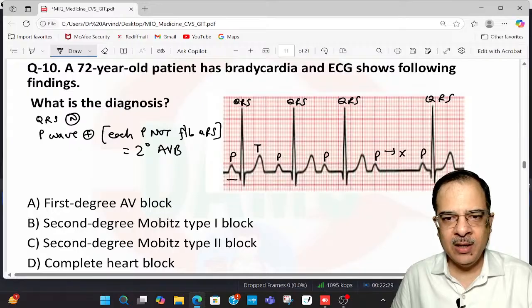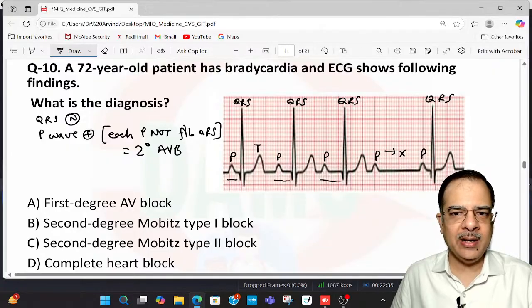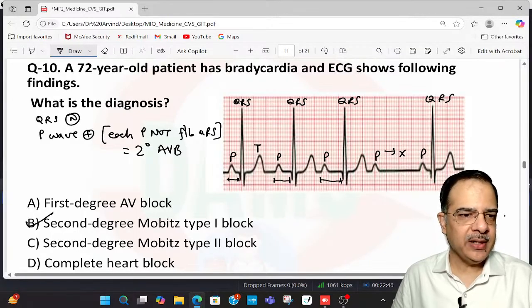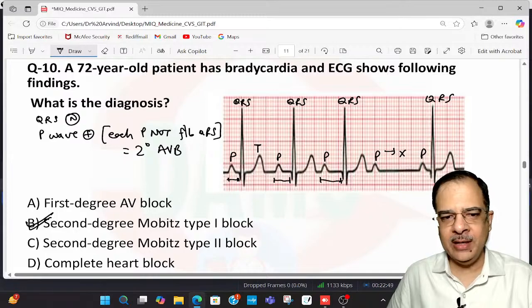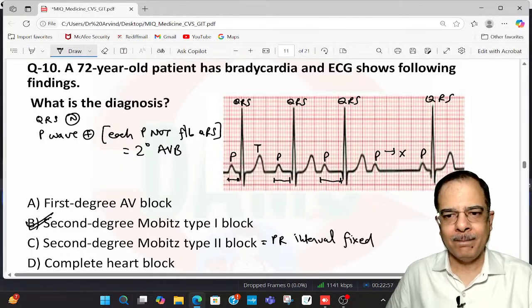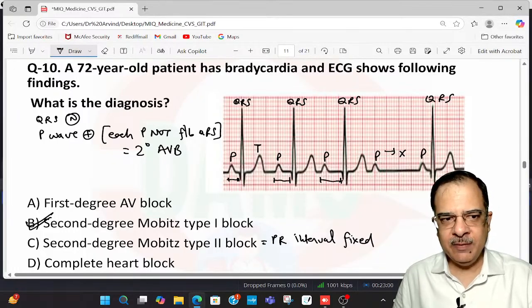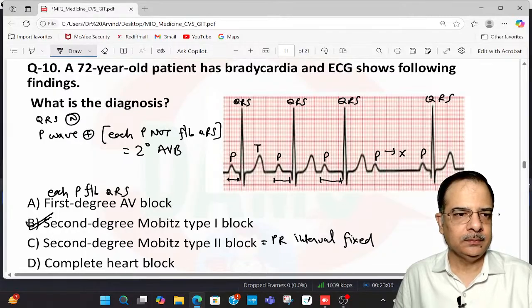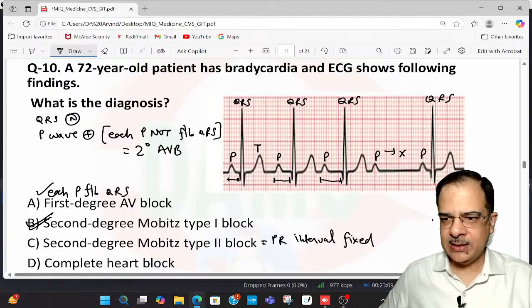Here this is the PR interval, and it is progressively increasing. Yes, you can check here, the PR interval is progressively increasing. So this is second degree Mobitz type 1 block. In a Mobitz type 2 block, the PR interval is fixed. While in first degree AV block, each P is followed by a QRS.